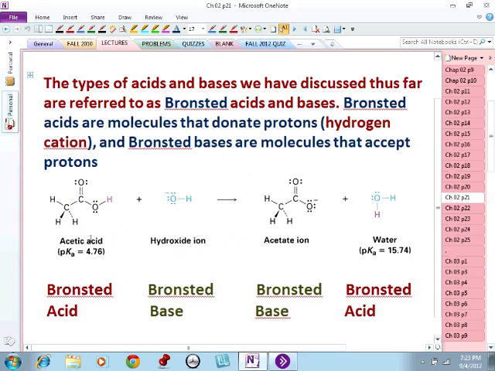You have acetic acid reacting with hydroxide anion. The hydroxide anion picks up the proton from the acetic acid to form the acetate, and then you form water. And therefore, you have the strong acid, which has a pKa of about 5, and then the weak acid, which has a pKa of about 16.